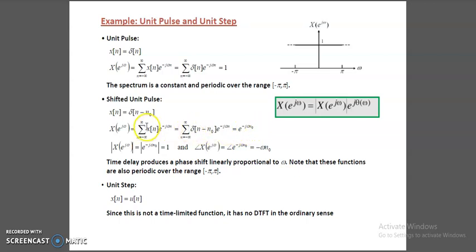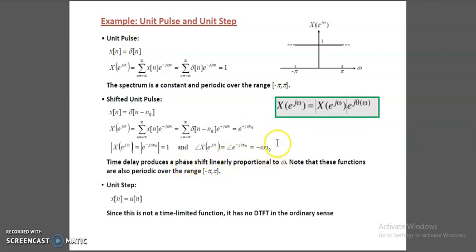Here also we can compute its magnitude and phase. So modulus of X of e raised to j omega is modulus of e raised to minus j omega n0. We know that modulus of e raised to minus j theta is 1. So here modulus of e raised to minus j omega n0 equal to 1. And the phase angle of X of e raised to j omega equal to angle of e raised to minus j omega n0. And here when we compare with this equation, we know that theta of omega is minus omega into n0.